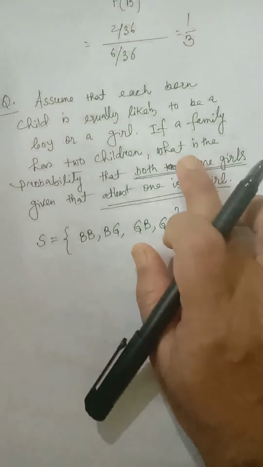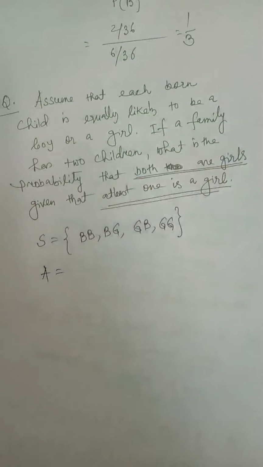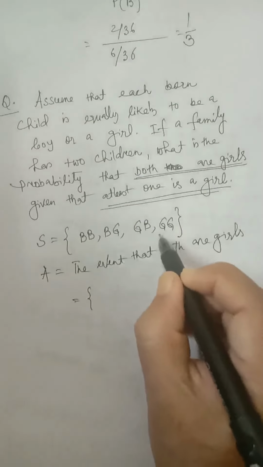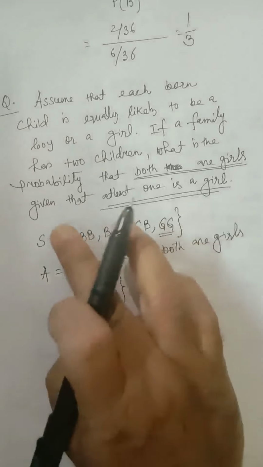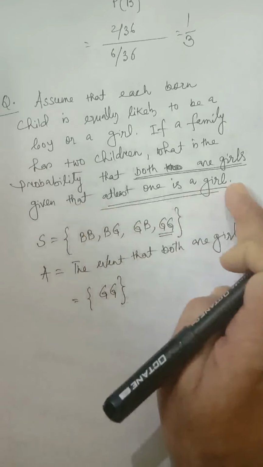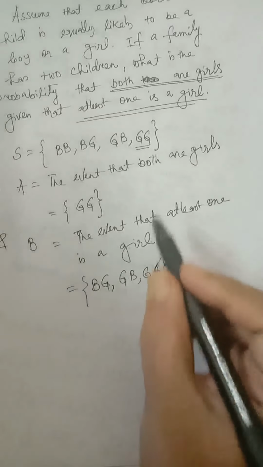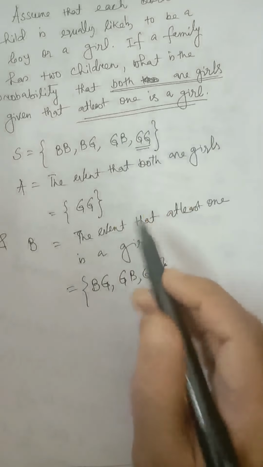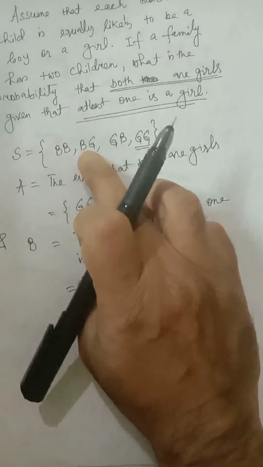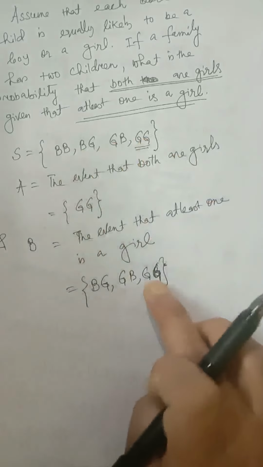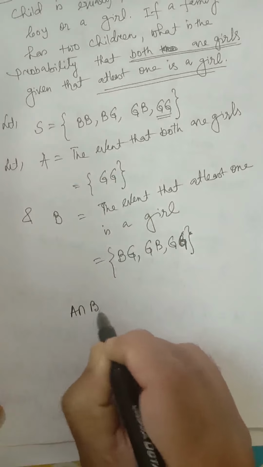Next, what is the probability that both are girls? Let A be the event that both are girls. So here we have only this case where both the children are girls, GG. Next, given that at least one is a girl, let B be the event that at least one child is a girl. Now these are the favorable cases: BG, GB, and GG. In these 3 cases, at least one is a girl. Now what is A intersection B? A intersection B is GG.